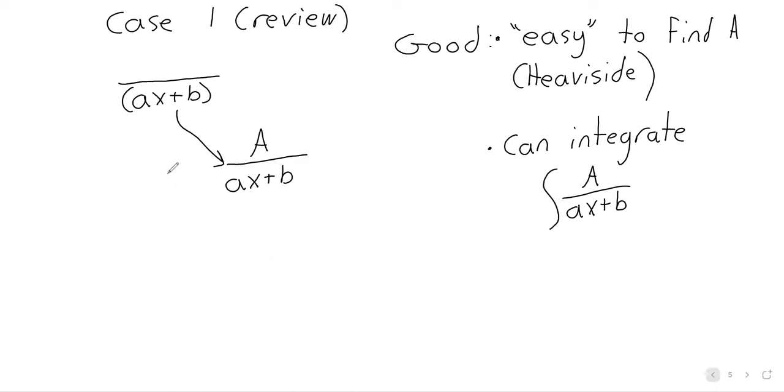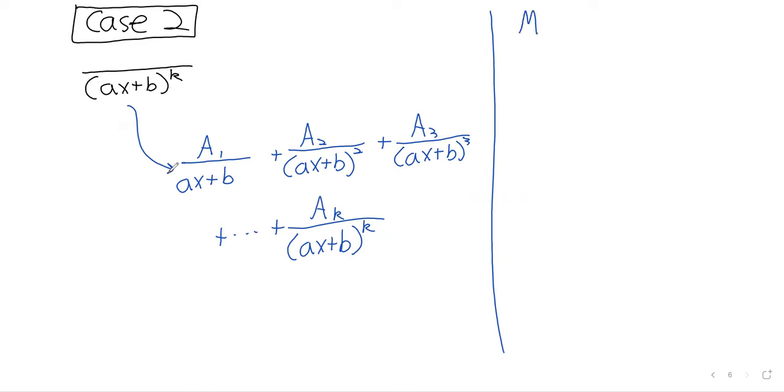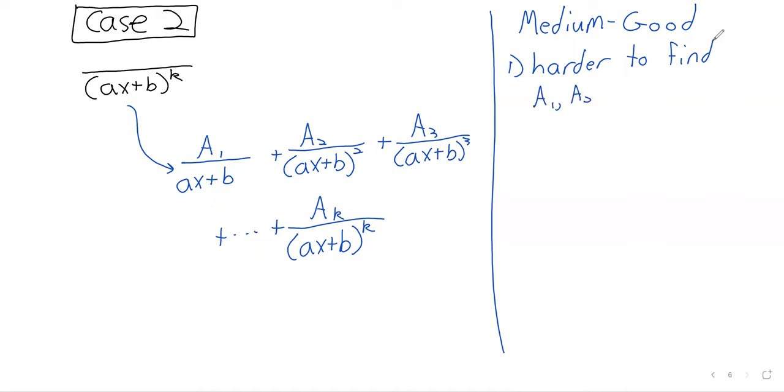I said that case one was a good case. Let's call case two medium good. It's harder to find the constants, A sub one, A sub two, up to A sub k. The Heaviside method doesn't work here, so we have to mess around and try other things. But these terms we get are all things we can integrate.